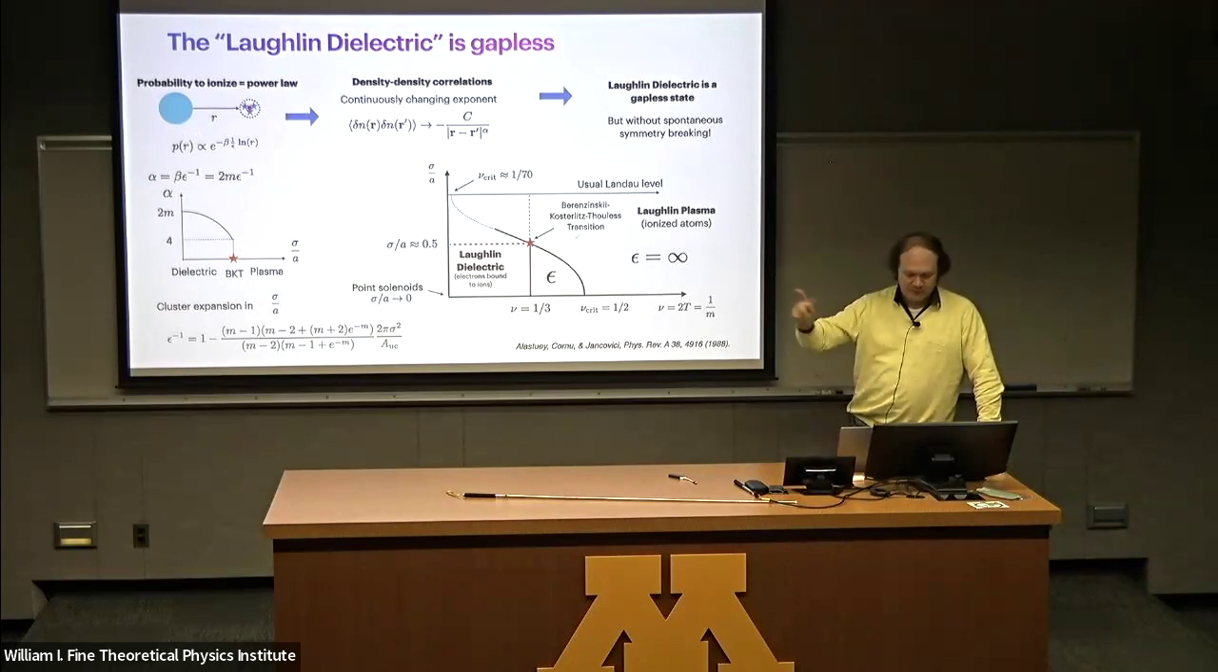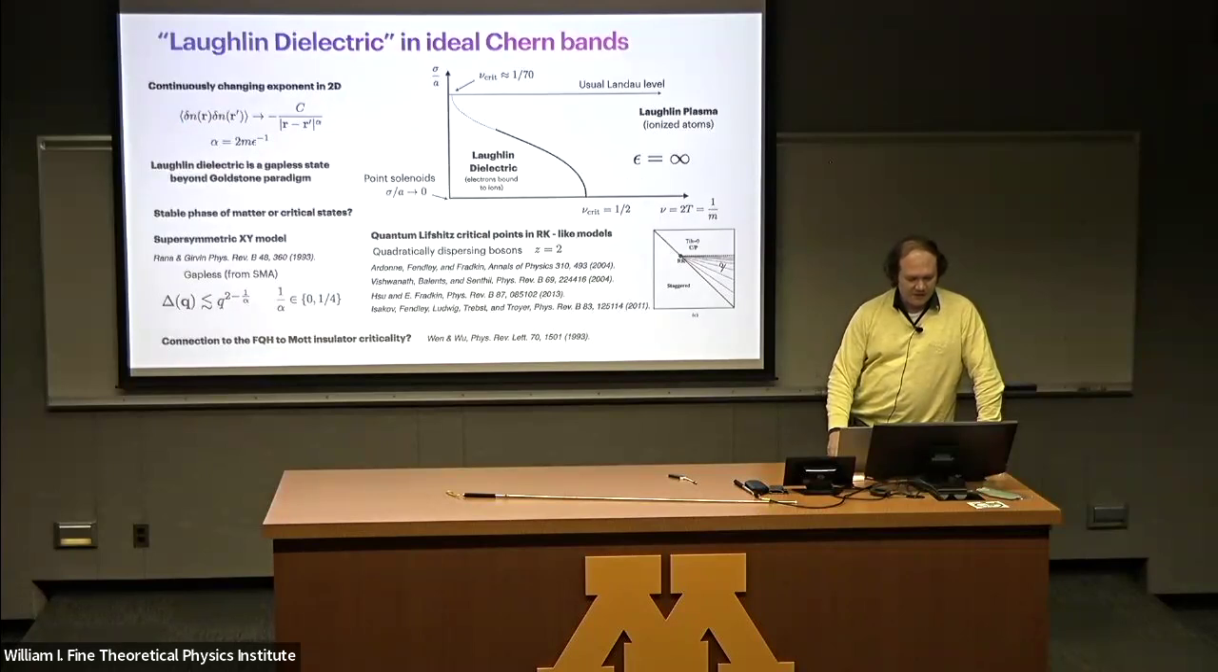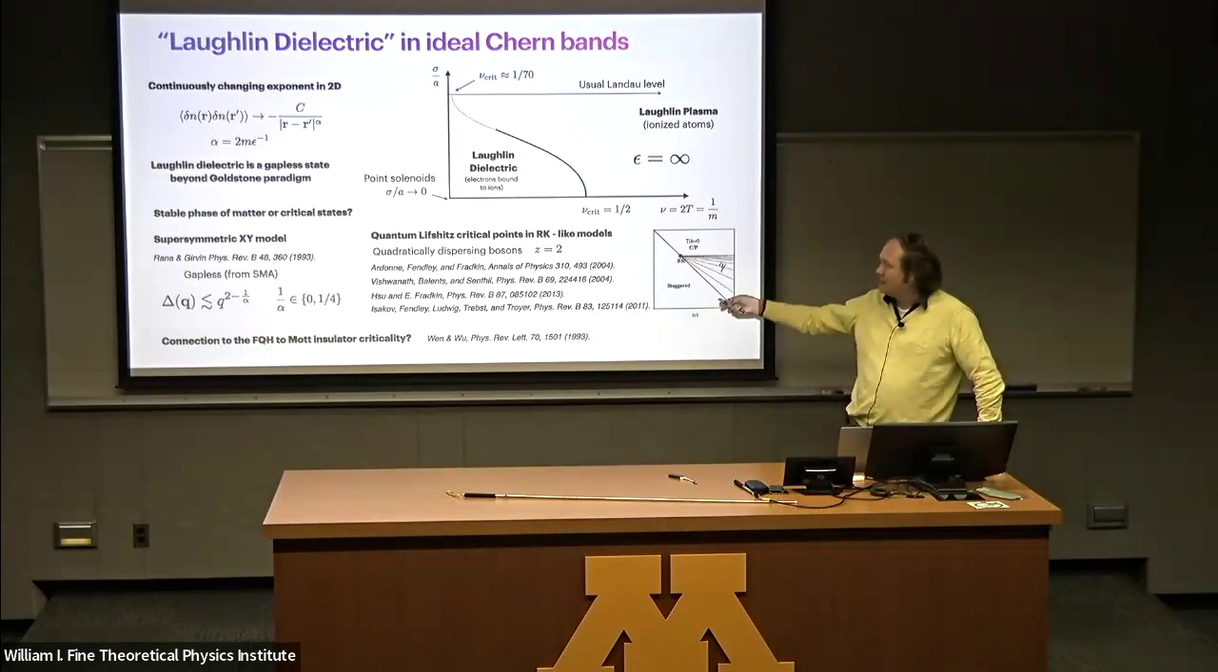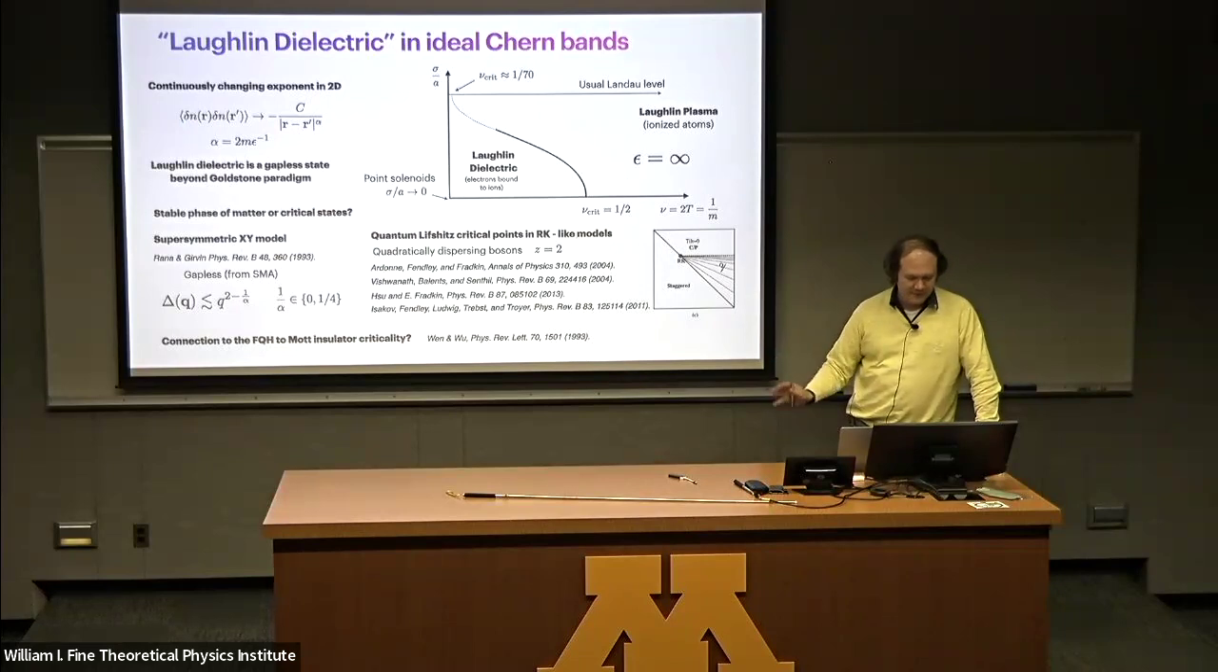Let me maybe continue because I haven't even started the Moore-Read and I'm so behind in time. Power law correlations, continuously varying exponents. It's not clear what this state is and if it's even a fully stable phase of matter. Currently, I suspect it's more like a plane of critical states. We're still trying to understand it, but it's a very weird state.